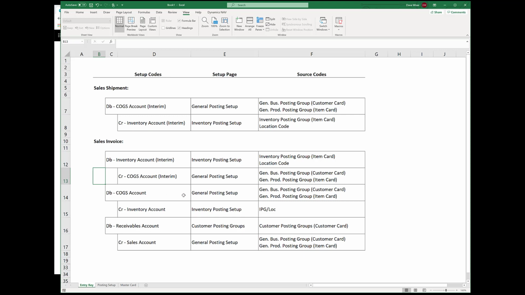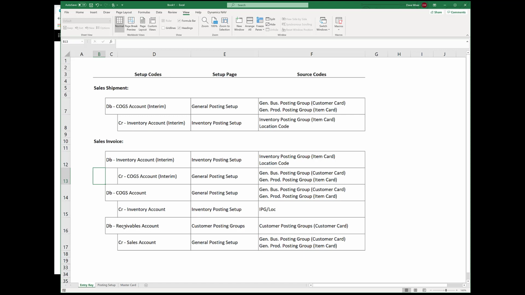So you can see it's still going to use that same setup, the general posting setup for the COGS and the inventory posting setup for the inventory account. It's going to create those entries. Then it's also going to post obviously a debit to receivables and a credit to sales for the actual sales amount.